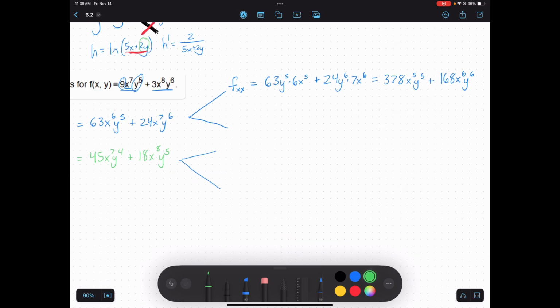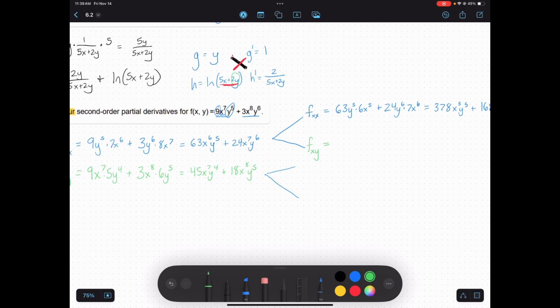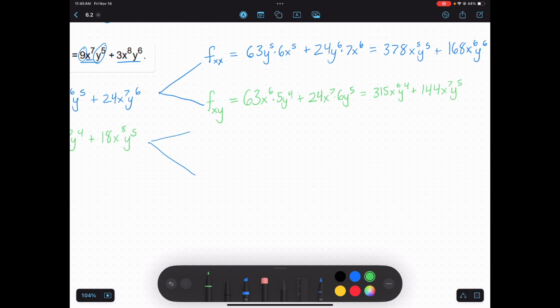Well, the other direction I can go from there is I can take that partial derivative in terms of x and then take the derivative in terms of y. So what'll that give me? I'm going to keep the 63. Since now I'm taking the derivative in terms of y, I'm going to keep the x term, treat that as constant, and then take the derivative of the y term. So 5 times y to the 4th. Do the same thing for the second term. And I get 315x to the 6th y to the 4th plus 144x to the 7th y to the 5th.